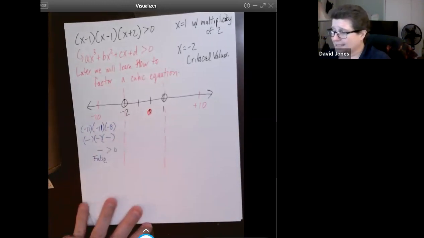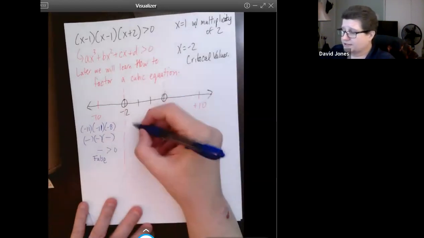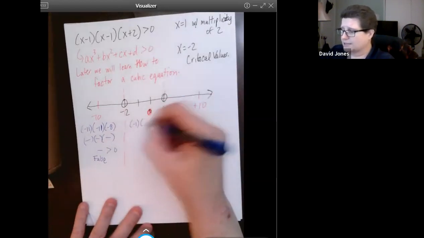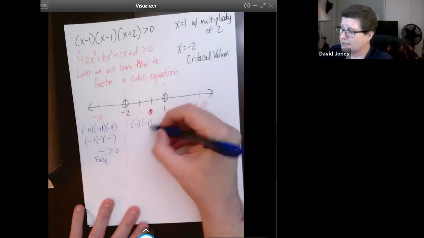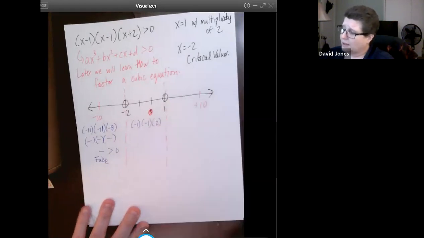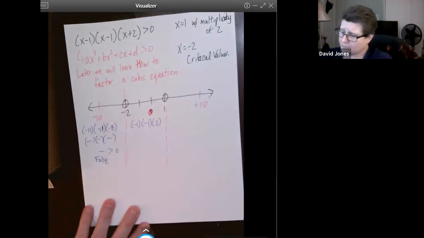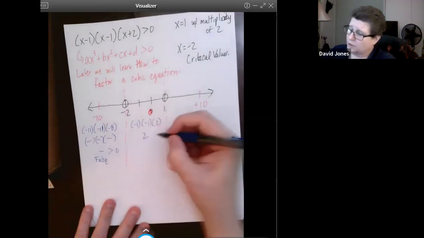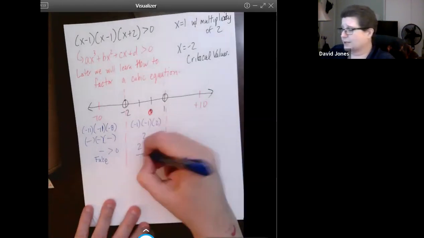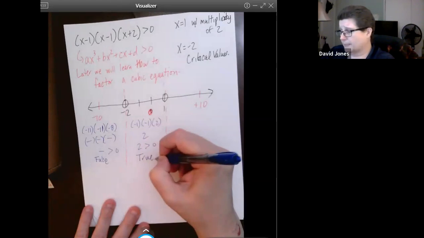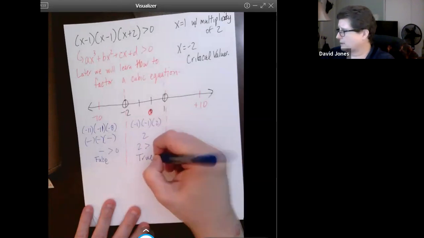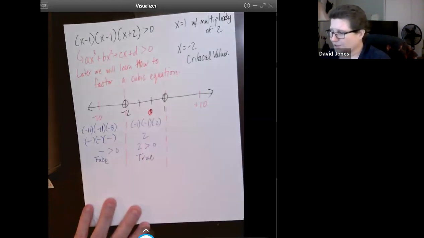If I plug in 0, 0 minus 1 is negative 1. 0 minus 1 is negative 1. 0 plus 2 is 2. Negative 1 times negative 1 times 2 is 2. 2 is greater than 0. That's true. Looks like it's alternating, right?